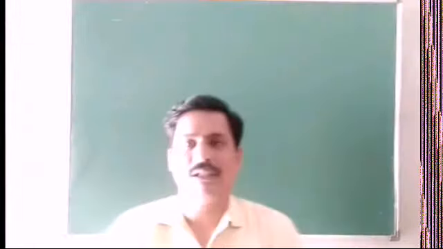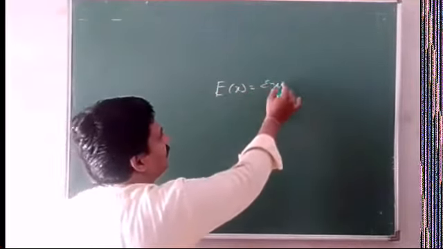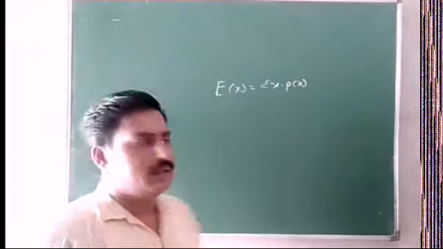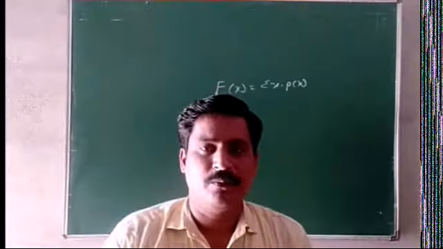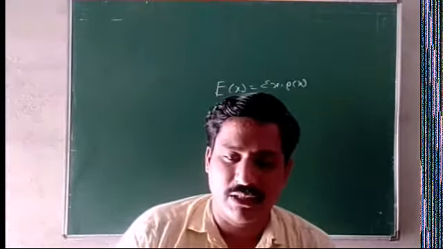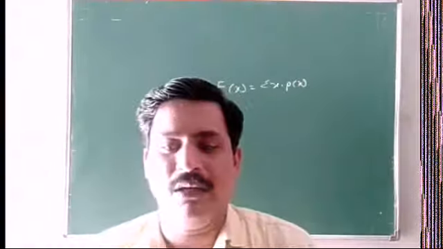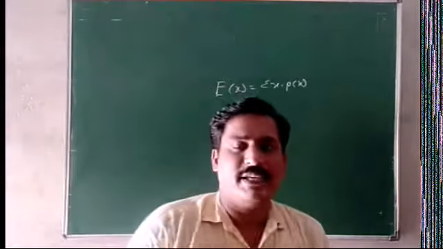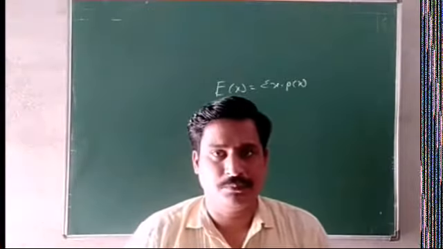In our last class, we learned that E of x, the expectation of x, is equal to summation x into P of x. Taking this into consideration, we prove certain things here. If x is a random variable and a and b are two constants, which we take along with x values, then what result would we get?